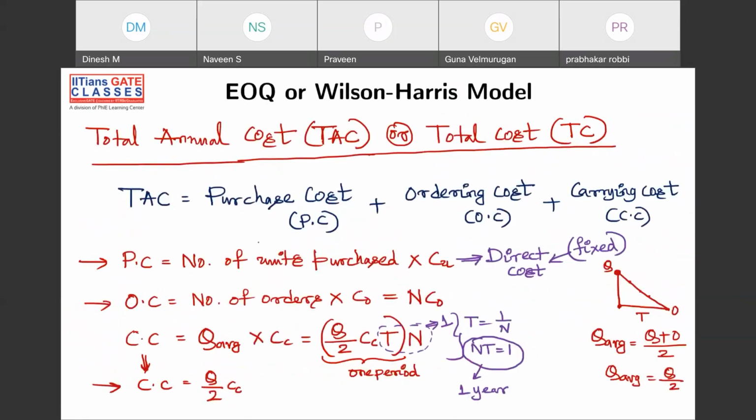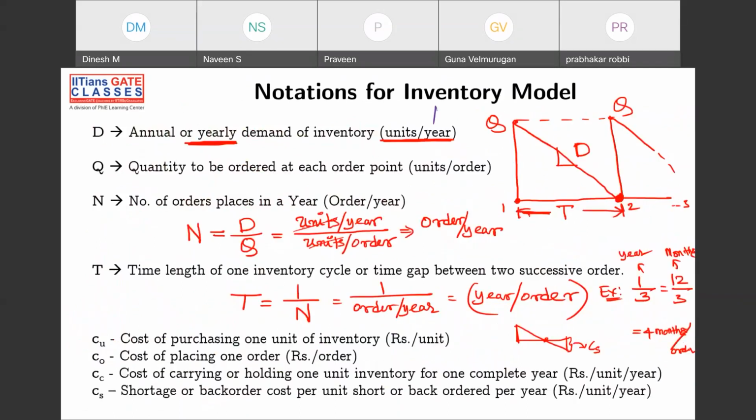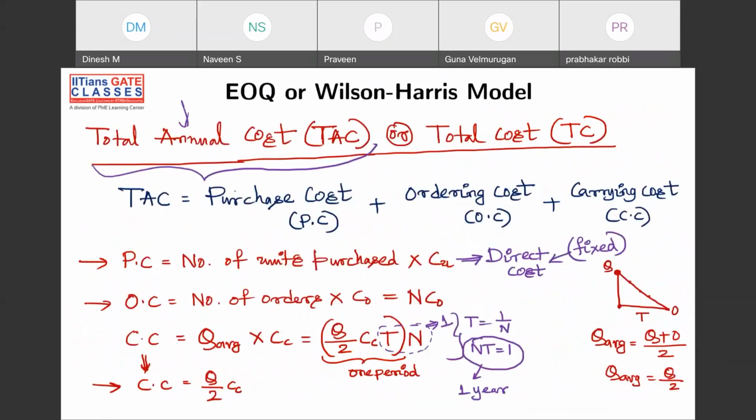Now, I was already mentioning that we have to minimize the cost. I've been telling you for a long time, and now the time has come. The total annual cost is given as TAC. Why annual? Because we are considering everything per year. Instead of writing total annual cost, you can write total cost, dropping the word annual.